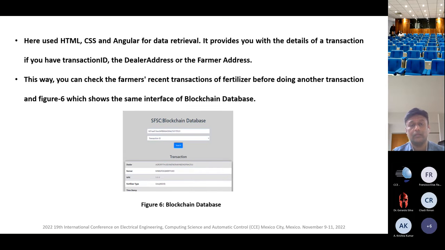point of sales will sell the fertilizers, farmers will purchase the fertilizers and they can use them. Here, everything will be recorded. It generally provides the details of the transaction: transaction ID, dealer address, farmer address, etc.